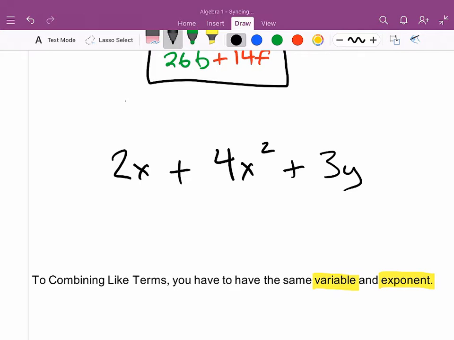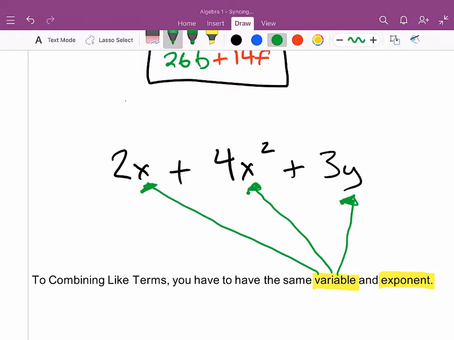A variable is the letter. So let's highlight that variable. Here's a variable. Here's a variable. Here's a variable. Variables are the unknown. They're usually represented by letters A, B, C, X, Y, Z. Okay, in this case, I have some X's, I have some Y's. You can only combine them when they have the same variables. But don't forget, they have to have the same exponents as well. In this case, here's your exponent. Okay, that 2 at the top. That's the exponent. Okay, and then just to clarify, I'll circle the variables as well.